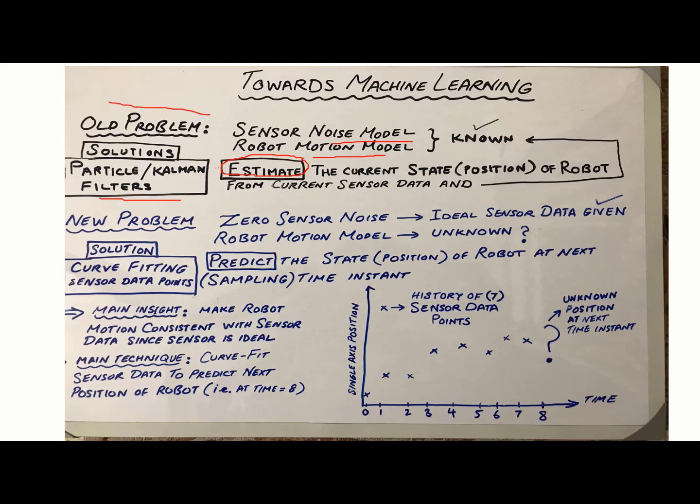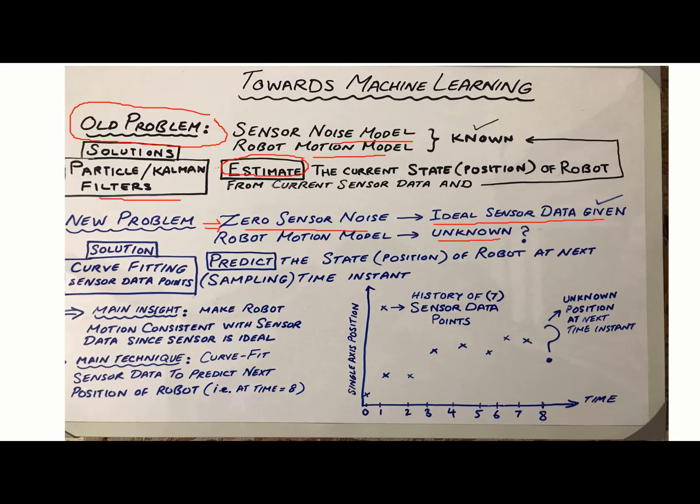But that was the old problem. A new problem is slightly different. Here we start with an assumption: assuming our sensor is perfect, it is an ideal sensor. An ideal sensor has zero noise. So that is known, but what is not known is the robot motion model. We need to figure out how the robot is going to move, but we are given the sensor information, the sensor data, and the sensor information is perfect.